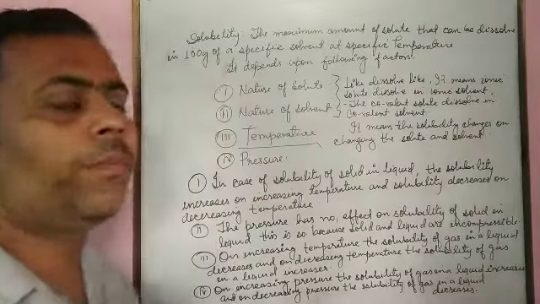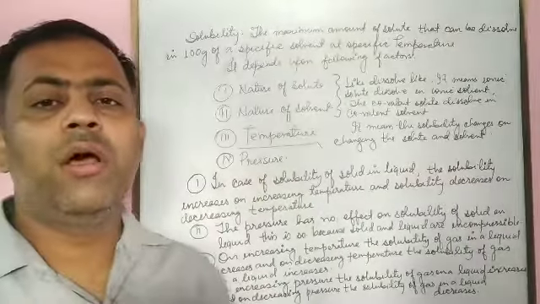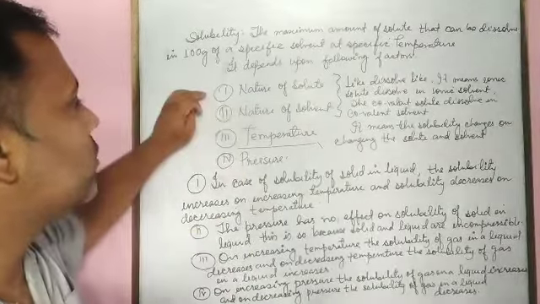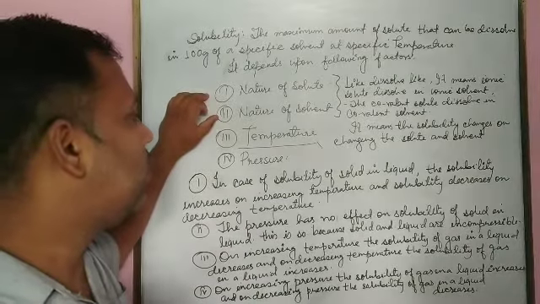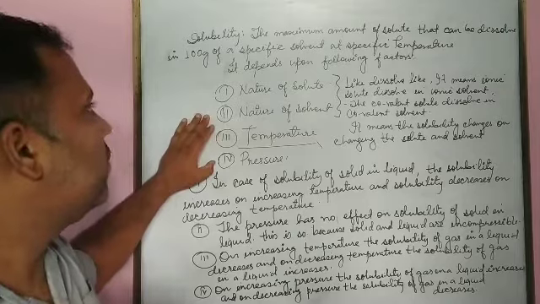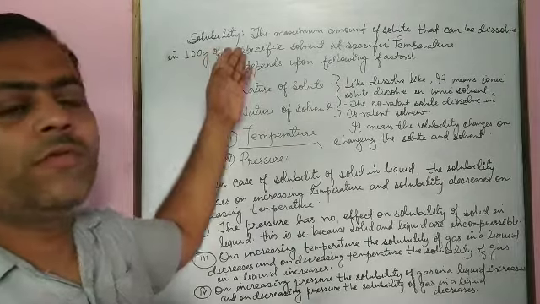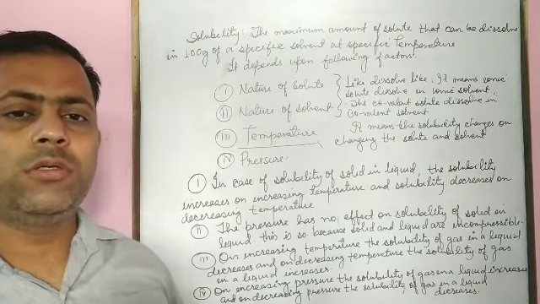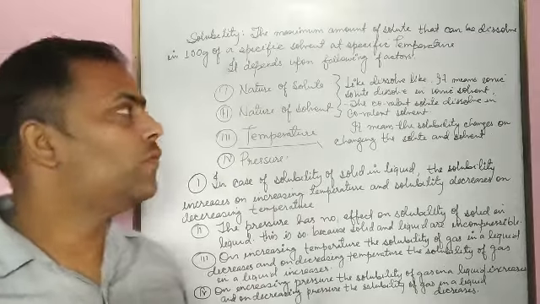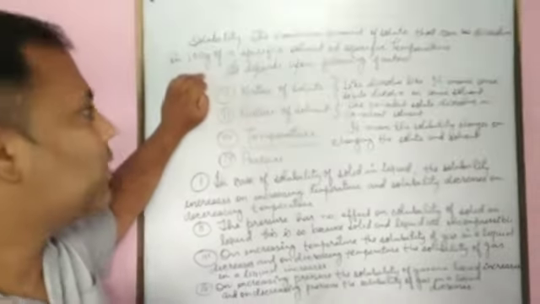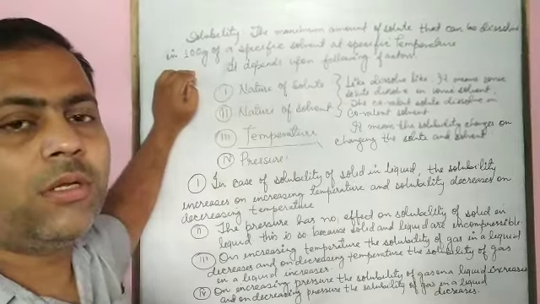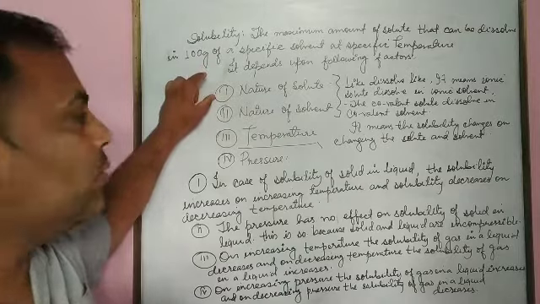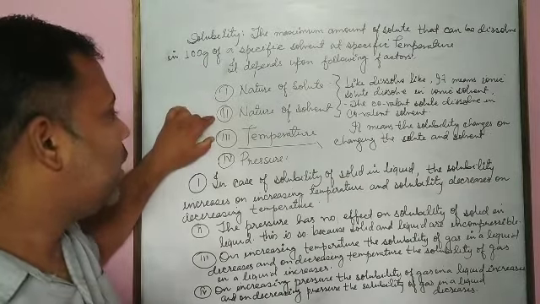This is all about the factors affecting the solubility. What are these? These are the nature of the solute, the nature of the solvent, the next one, temperature, and the next one, pressure. But first of all, we have discussed the solubility. It means the maximum amount of solute that can be dissolved in 100 gram of a specific solvent at a specific temperature. So the solubility is going to depend upon the nature of solute, nature of solvent, temperature and pressure.